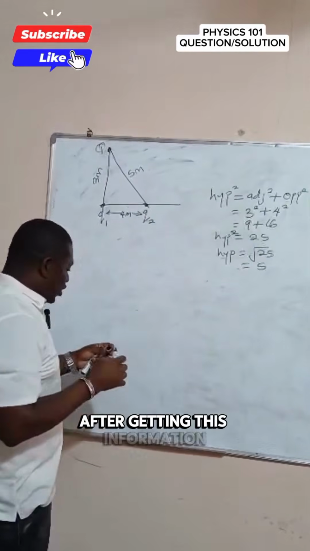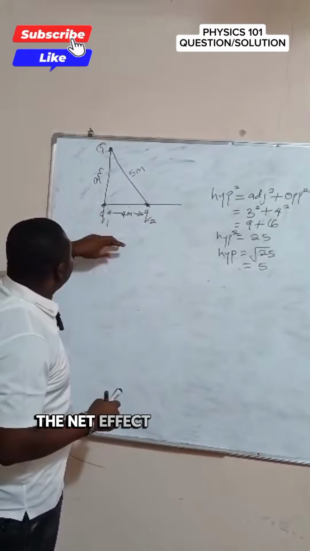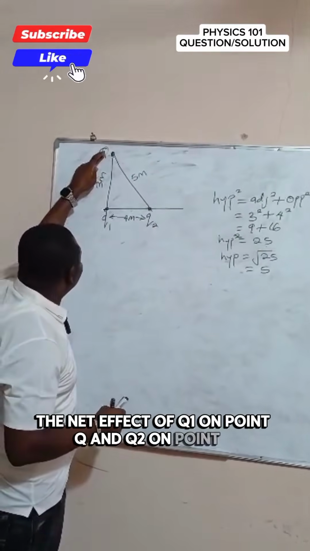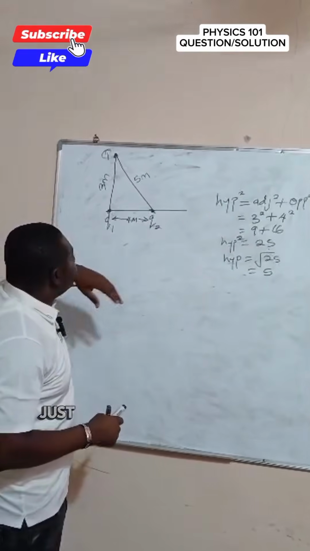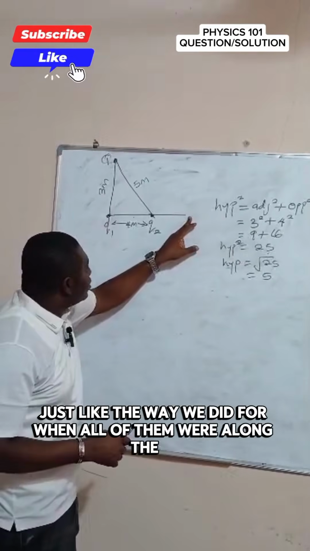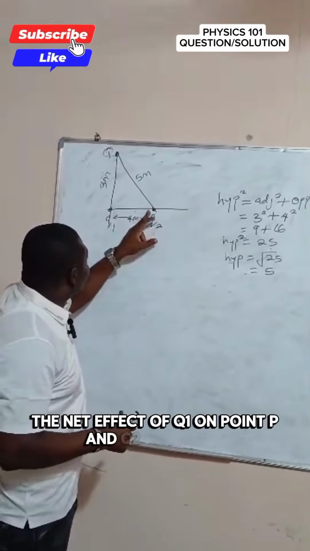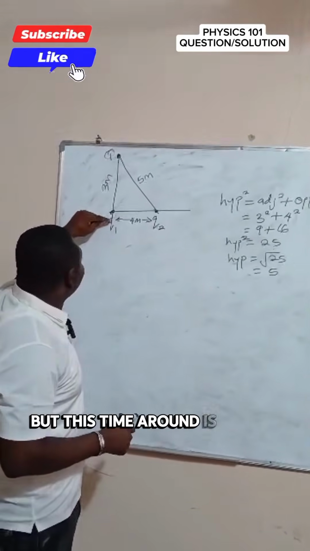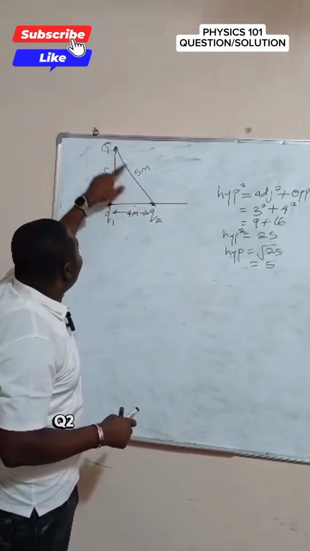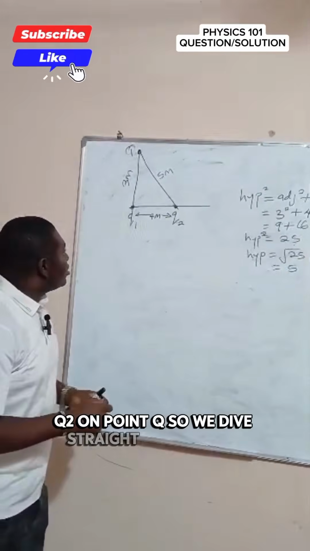After getting this information, we have to calculate the net effect of Q1 on point Q and Q2 on point Q, just like the way we did when all of them were along the x-axis, the net effect of Q1 on point P and Q2 on point P. But this time around it is the net effect of Q1 on point Q and Q2 on point Q. So we dive straight into it.